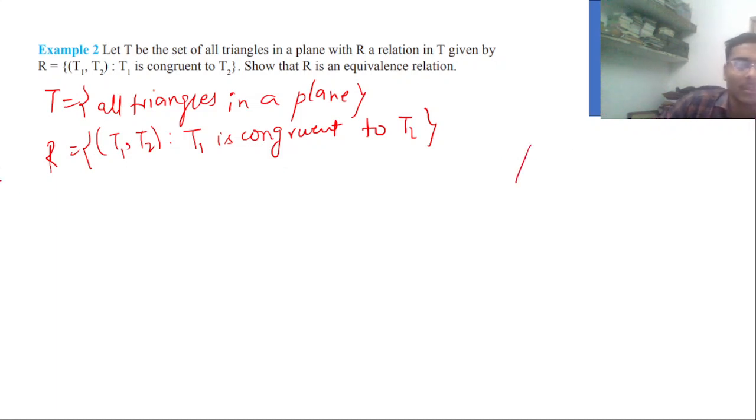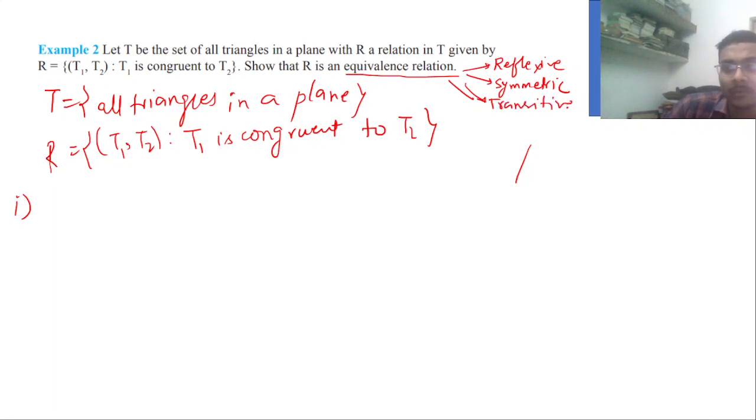So to prove equivalence, you will have to prove reflexive, you will have to prove symmetric, and you will have to prove transitive. If you can prove all these three types of relation, then you can say that the relation is an equivalence relation.